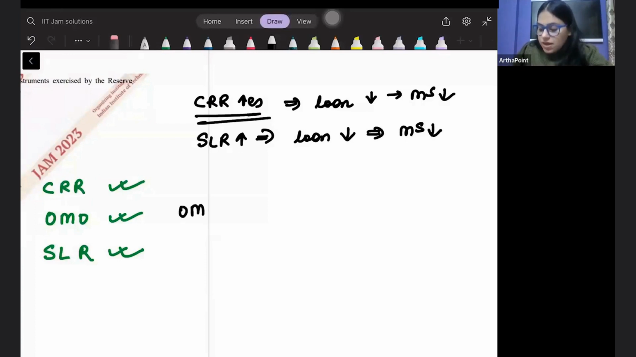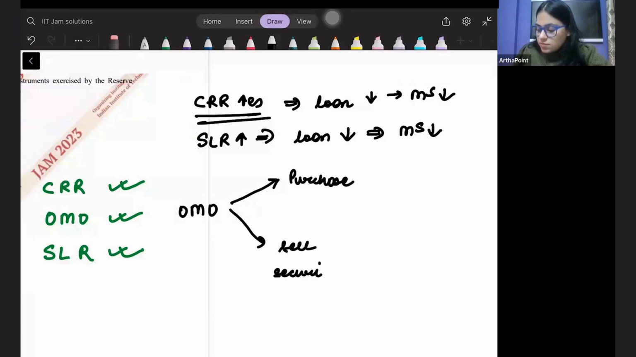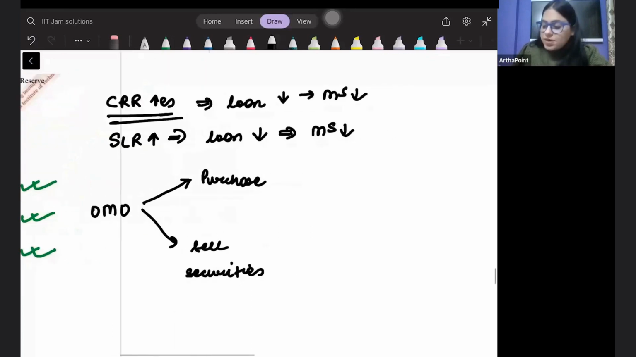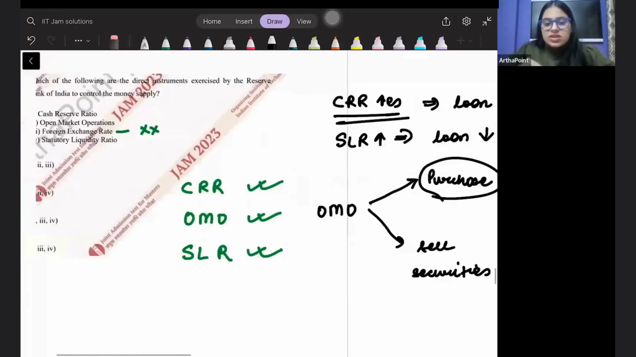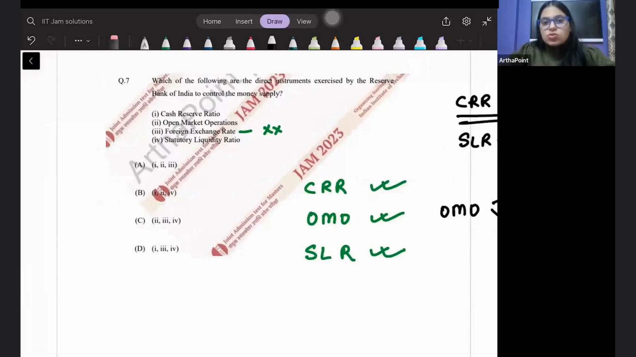In case of open market operation, you can go ahead and both purchase or sell securities. If you purchase securities from the public, in return, you will give them money. So money supply will increase. If you sell securities to the public, in return, the public will pay you money. So money supply will decrease. So all these are instruments which can be used to change the money supply in the economy.